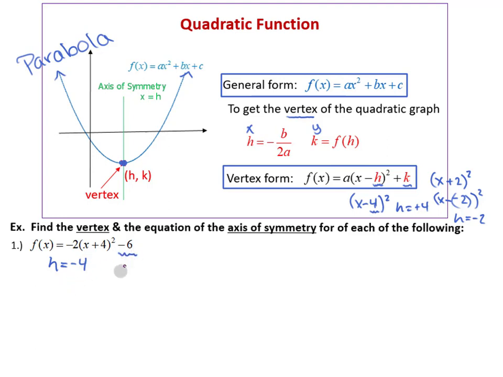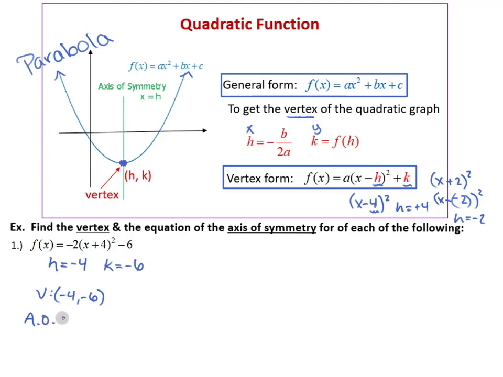Okay, and our k value is whatever comes after our quantity squared that's being held with addition or subtraction. So in this case, negative 6. So k is negative 6. Okay, so our vertex is located at negative 4, negative 6.